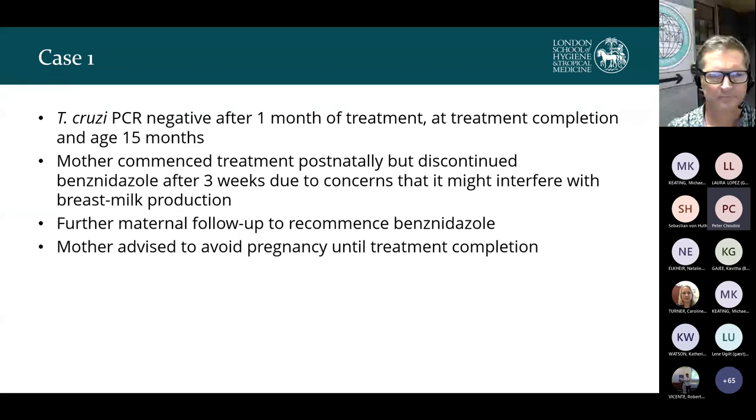Now, the important thing is, when the baby's been delivered, to treat mum, because if she's going to have any more children, you can reduce the risk literally to zero of transmission in a subsequent pregnancy if you treat her properly when she's not pregnant. She started treatment, but she stopped it after 3 weeks because she was worried it might interfere with breast milk production. It doesn't, and it's therefore always important to engage with the mothers and explain that to them. It doesn't interfere with their breast milk production at all. So further maternal follow-up was arranged to recommence the benznidazole, and mum was advised not to become pregnant again until she'd had full treatment, and that way she could be sure that none of her children in the future would get this disease. Next slide, please.